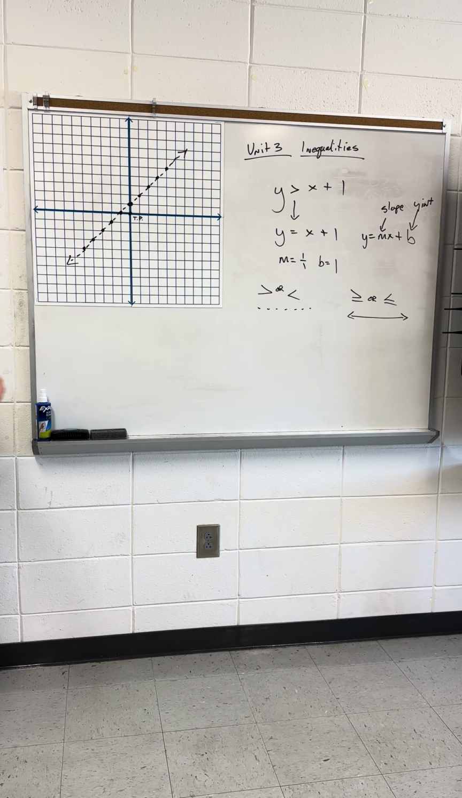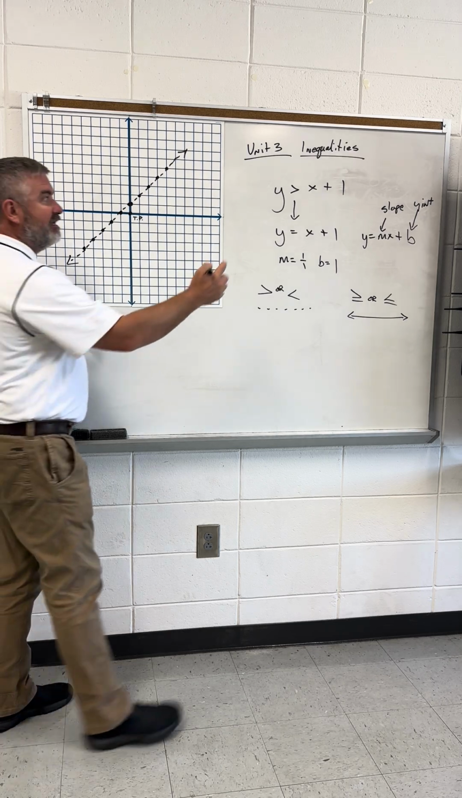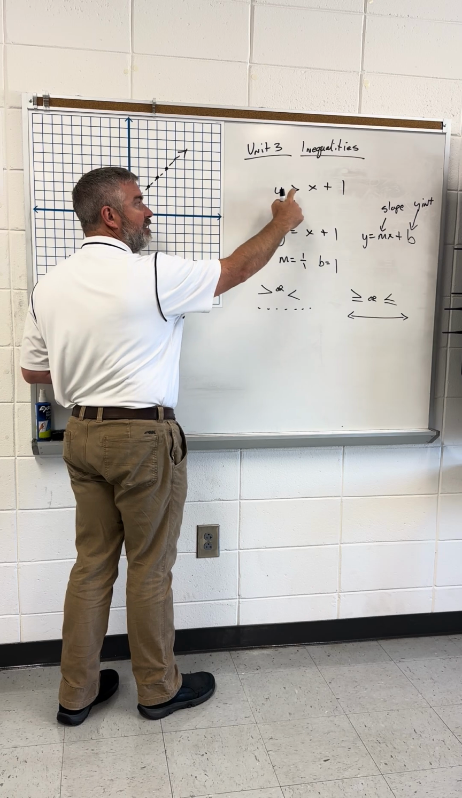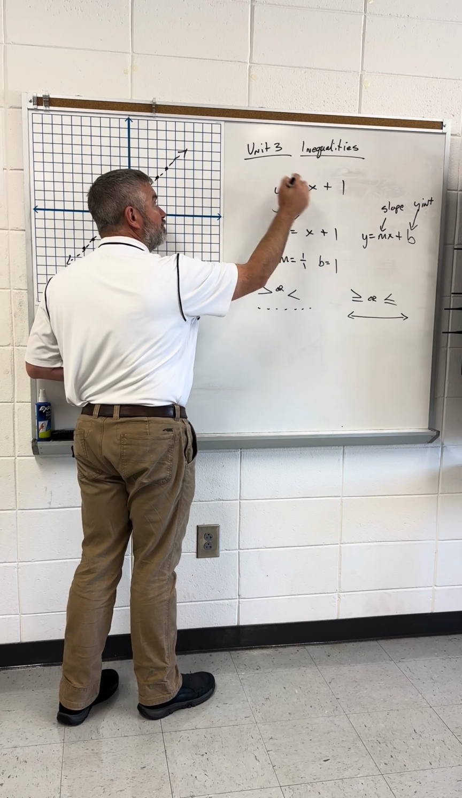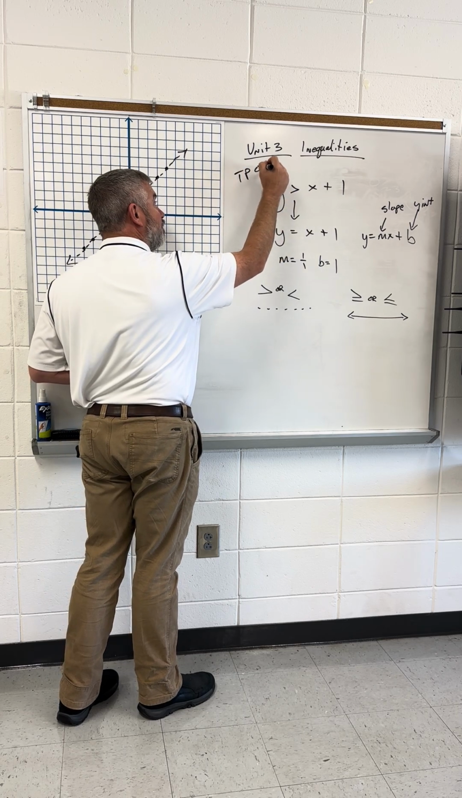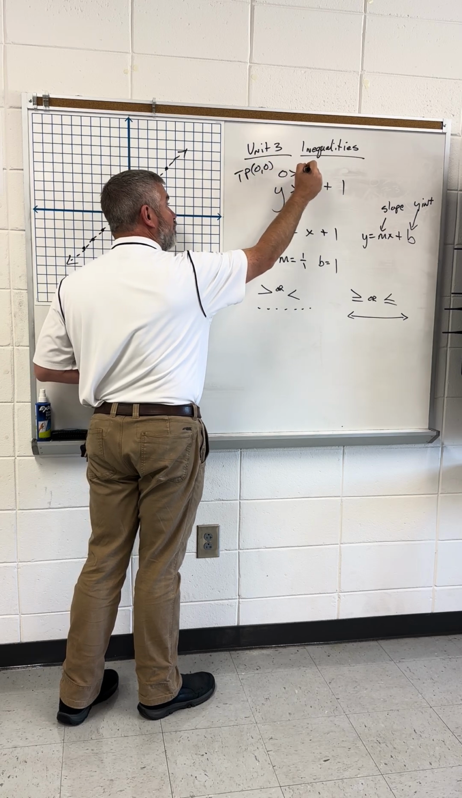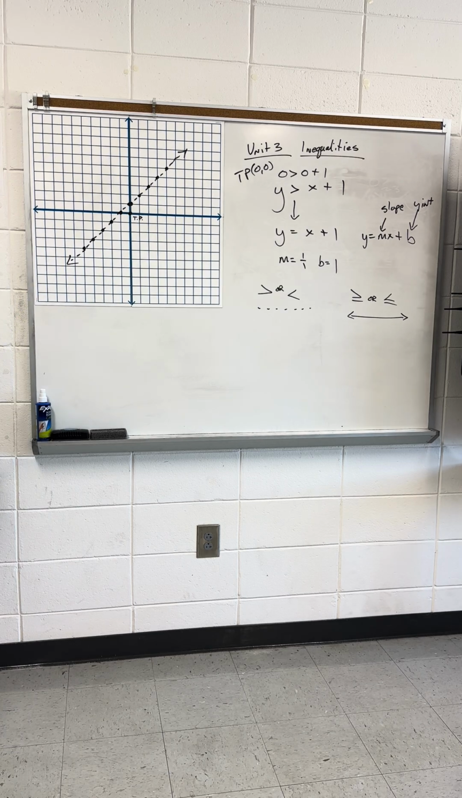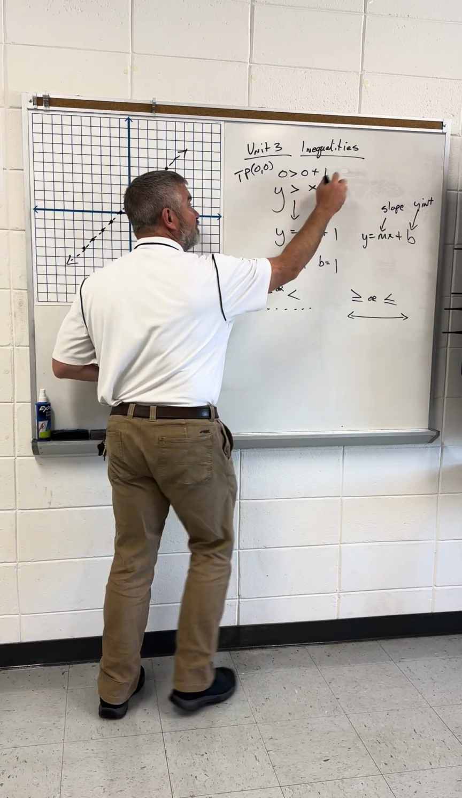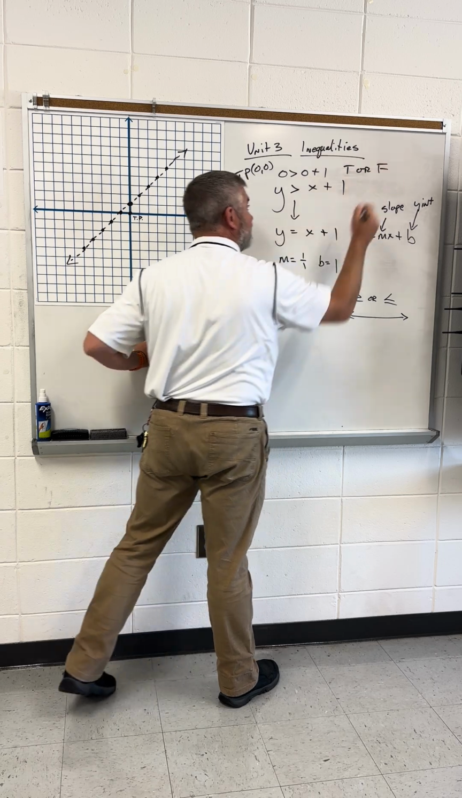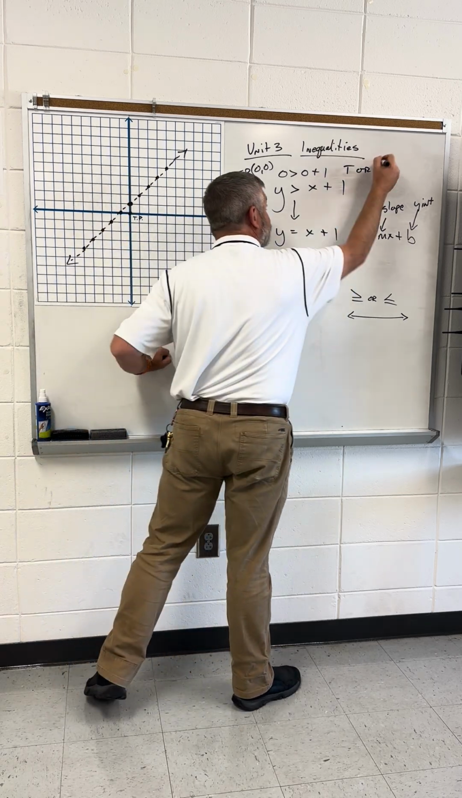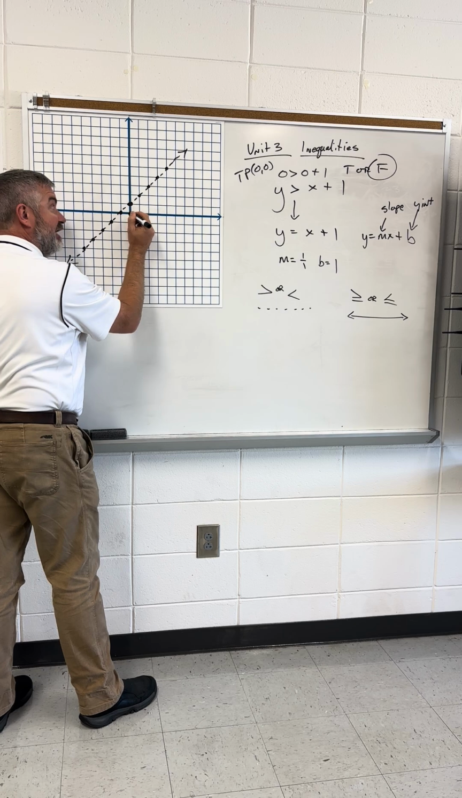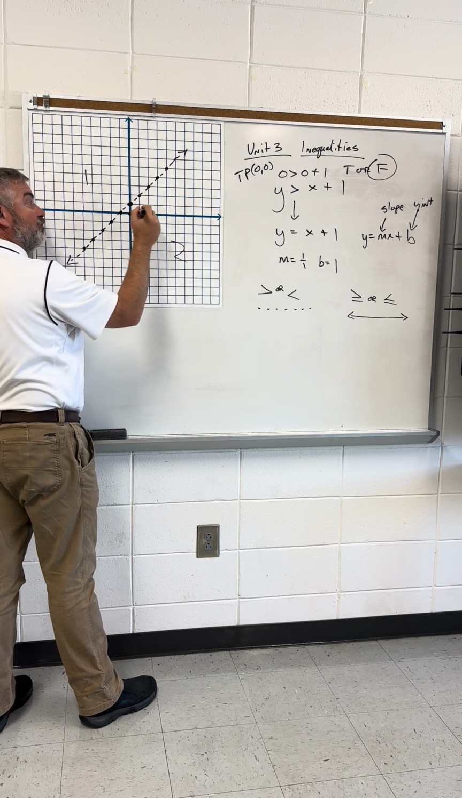The easiest test point to pick is 0, 0, because 3 times 0 is 0 and 2 times 0 is 0. It's very easy to plug in a 0 here and here. So test point is 0, 0. I'm going to say 0 is greater than 0 plus 1. My question to you is: is 0 greater than 0 plus 1 a true or false statement? False.